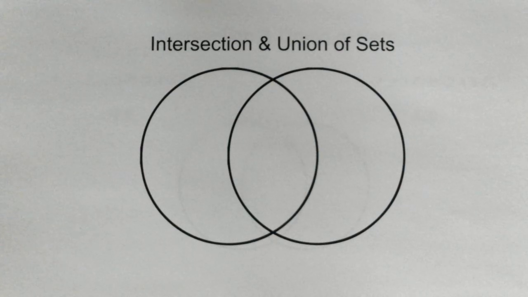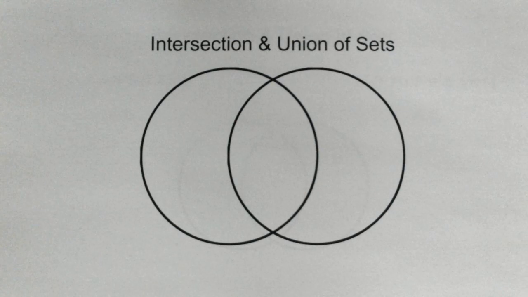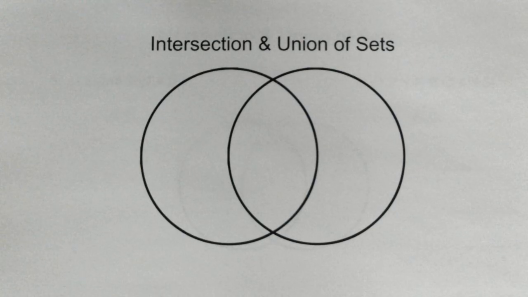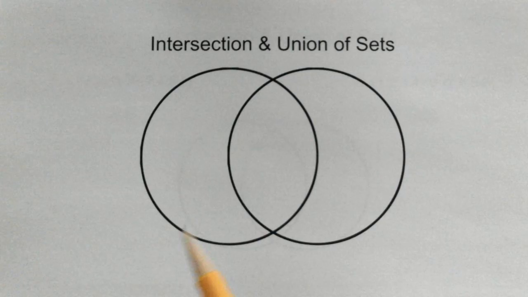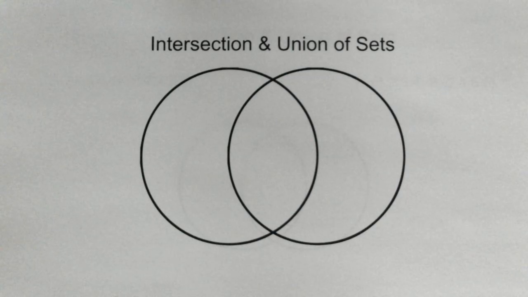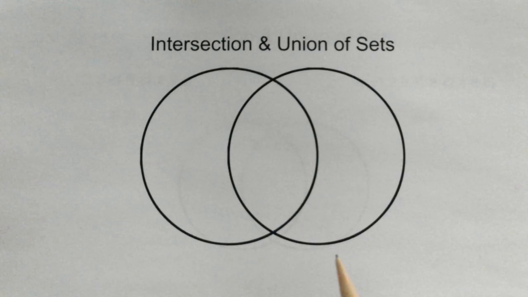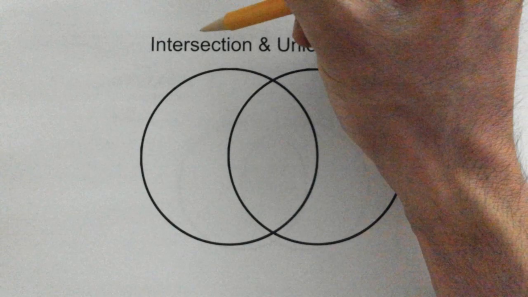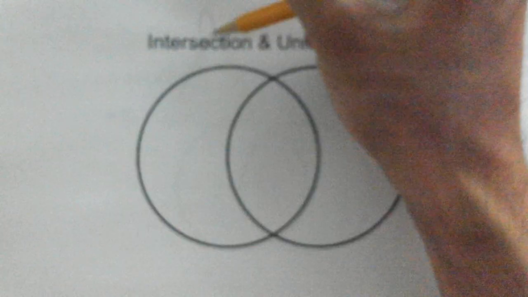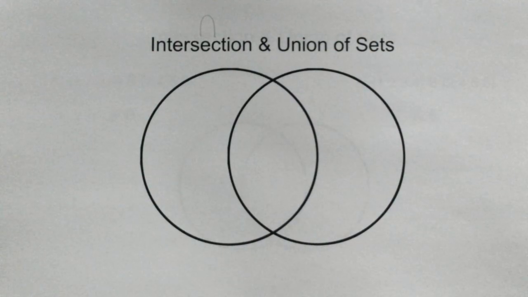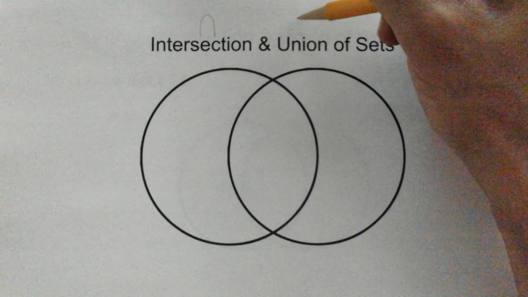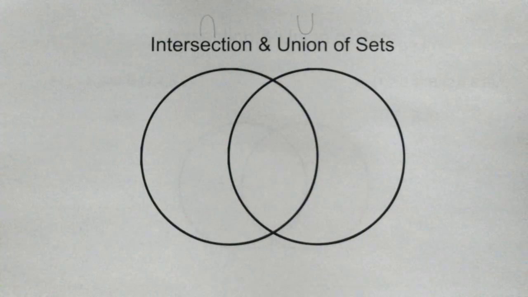Hi, welcome back. Today we're going to talk about intersections and unions of sets. Before we do, we want to first talk about the different symbols and notation we're going to be dealing with. The intersection of two sets is the part that connects them, so we're going to use this symbol, the "and" symbol. And the union symbol is upside down.